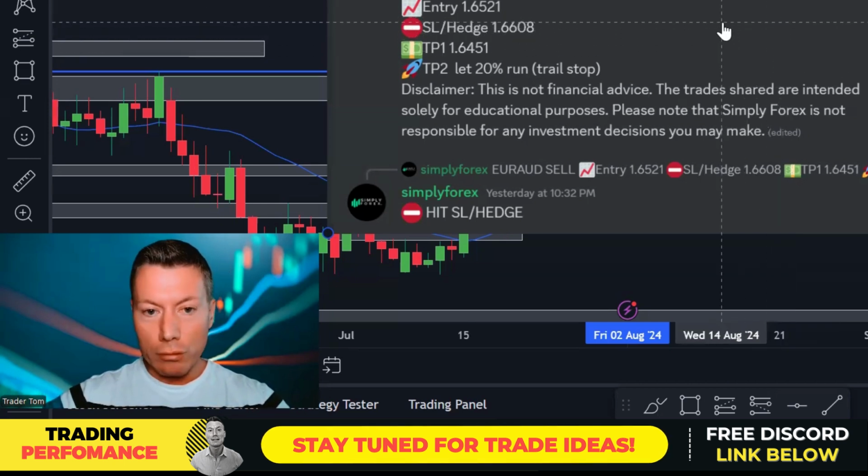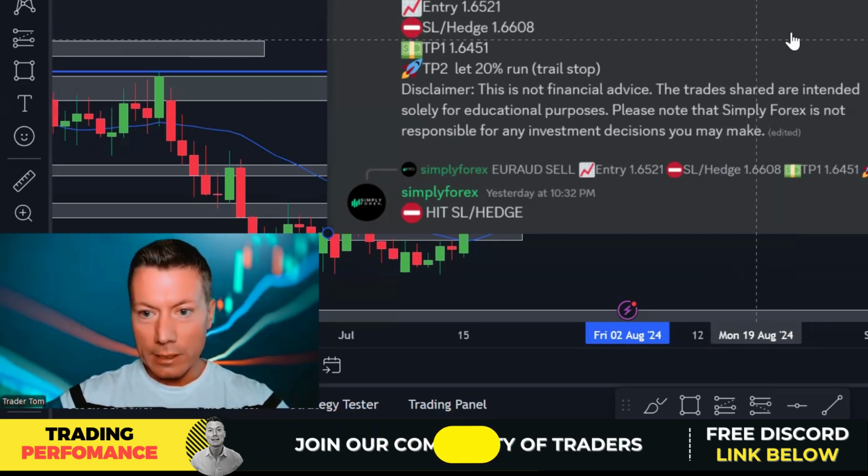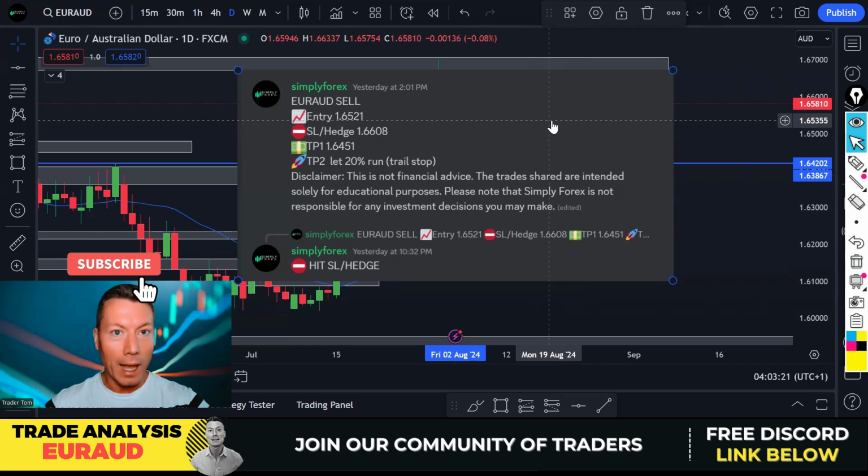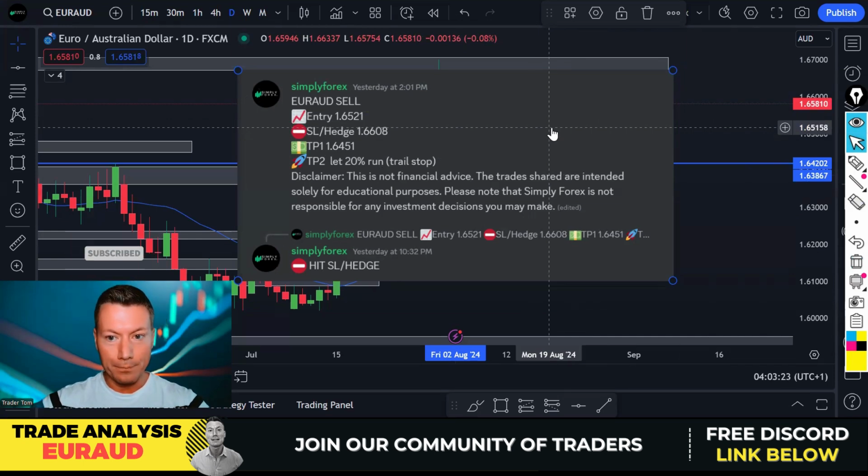So let's look at this trade from yesterday, guys. Right, so this was Euro Aussie dollar. Okay, this is a sell trade. This was my entry. This was my stop loss. This was my take profit. And you can see the trade was unsuccessful yesterday. Okay, no problem. We're going to have bad trades like we're going to have bad golf shots, right?